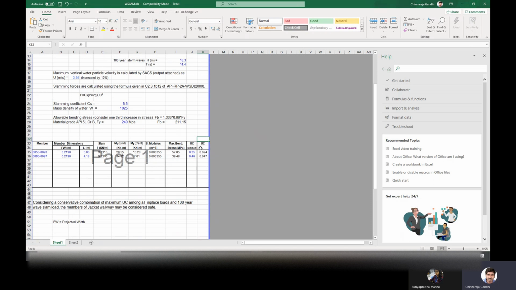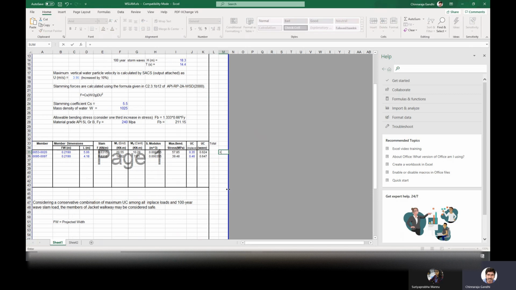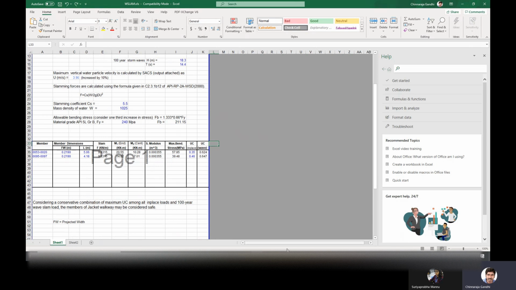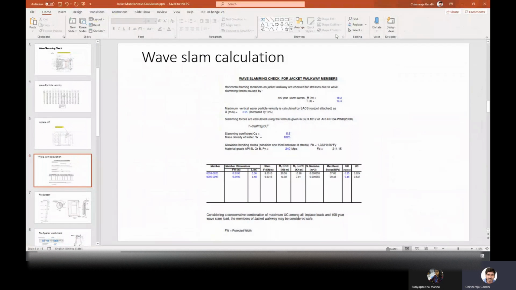If you want, we can introduce a column here for the wave slam, and again calculate one more column like total UC, so that you can have a clear picture of the contribution of this one. Otherwise, we have to physically subtract and see that 0.27 is the contribution of the wave slam, something like that. If you want, we can add one more tab here. So this is the wave slam check for the jacket member on the walkway.